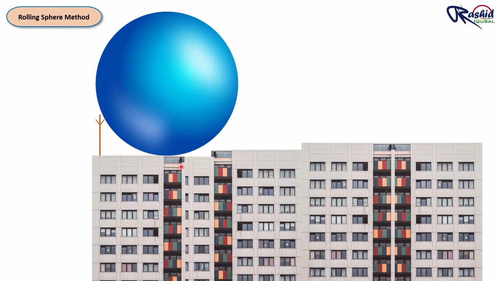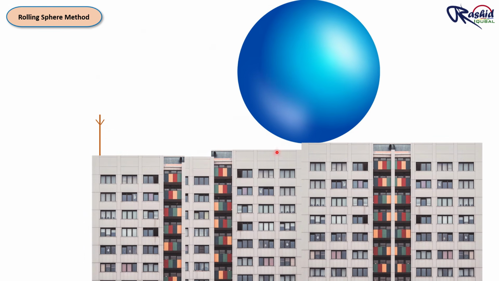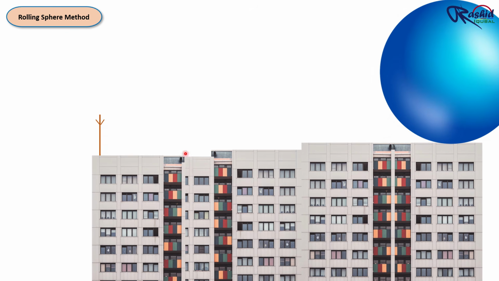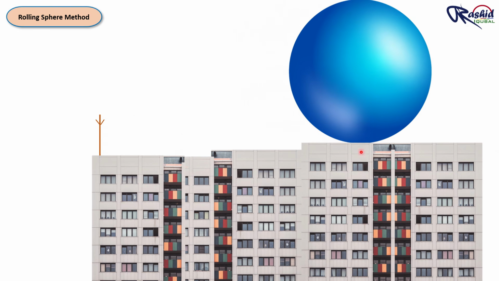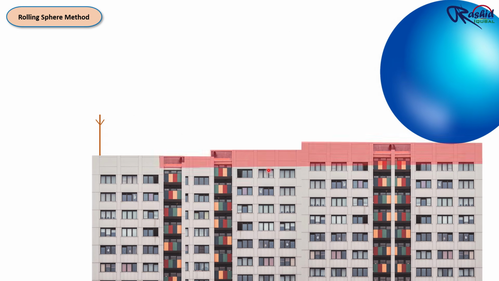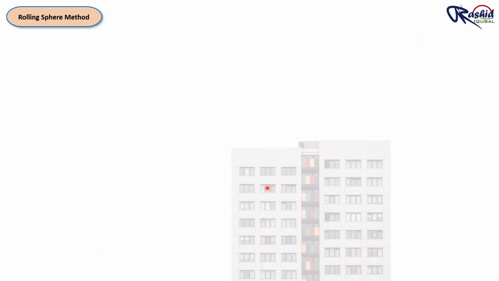Imagine a big sphere rolling over the building surface. As you can see here, this is a sphere which is rolling over the building. Wherever the sphere touches the roof or a structure, that area is unprotected. As you can see here, this sphere is touching the roof surface, so that part is unprotected. And wherever the sphere does not touch, that area is fully protected. So our job is to place air terminals so the sphere cannot touch any important surface.